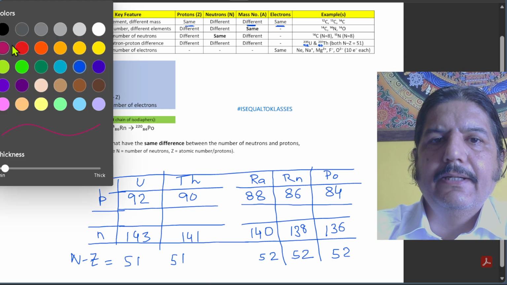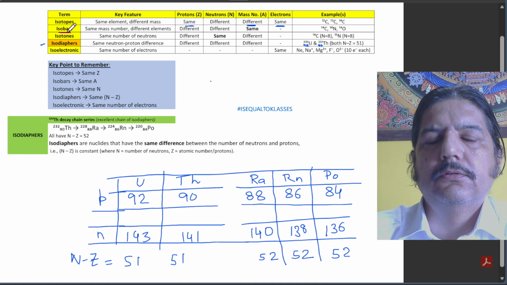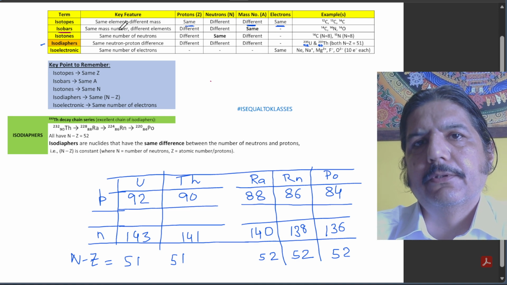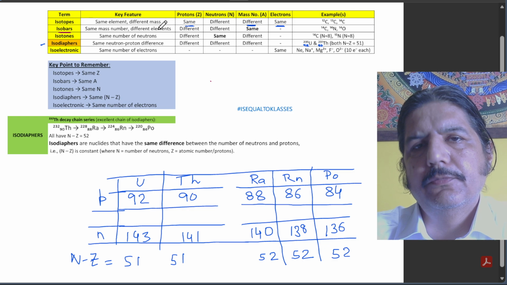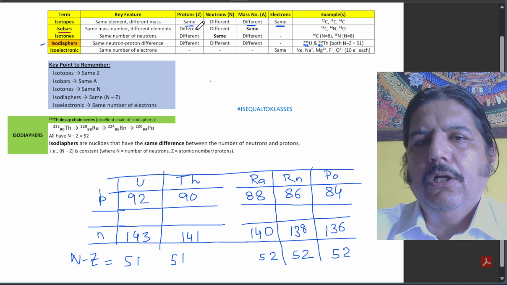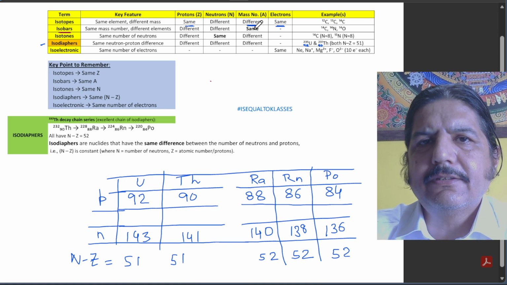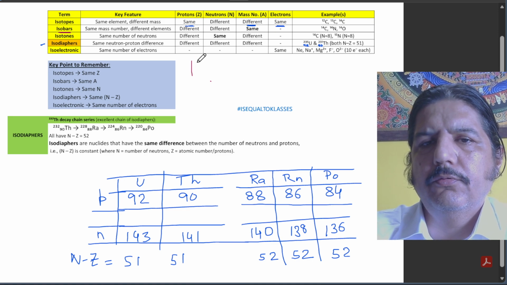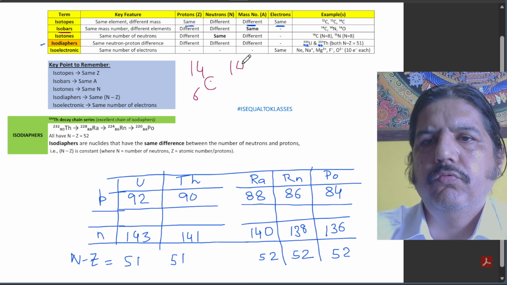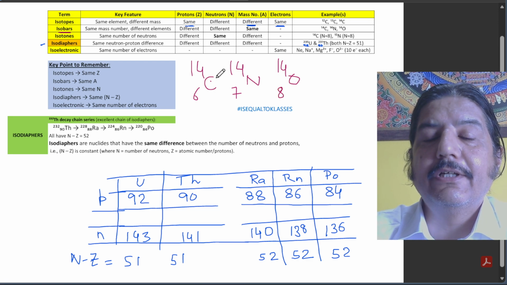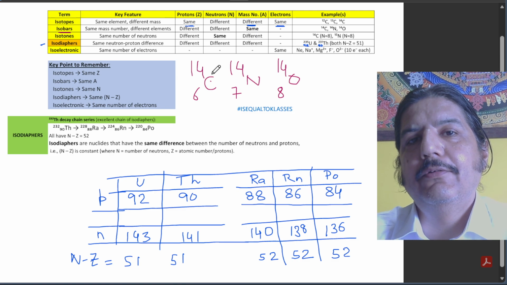Now let us come to the second term. The second term is isobars. So what are isobars? Same mass number, different elements. So let's try to understand this. The mass number is the same. So for example, we take the example of 14C6, which is carbon, 14N7, which is nitrogen, 14O8, which is oxygen. Now look closely. The mass number is the same, 14, 14, 14, but the atomic number is different.